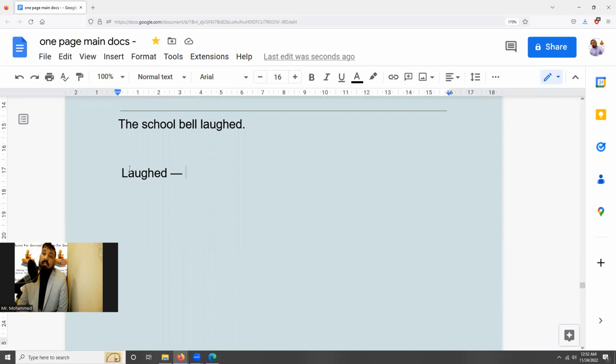Well, there's no "like" or "as", so it's not a simile. So it could be a metaphor. But the school bell, which is not a human thing, is being compared to a human. It's being given a human quality, laughing. Therefore, it is personification. The key to remember is personification: it's being made into a person, which makes it personification, okay?